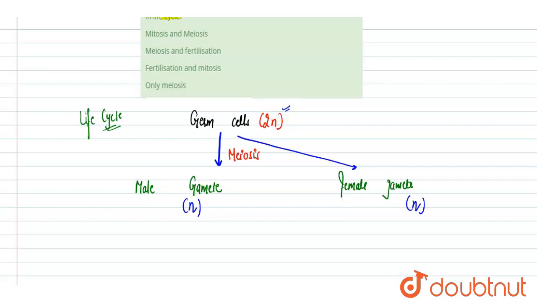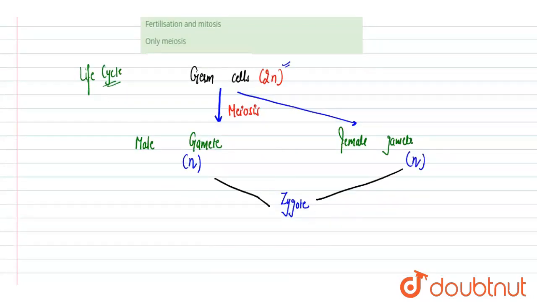Now fertilization takes place and it results in the formation of the zygote. Zygote formation occurs. This process is called fertilization. After fertilization, the ploidy level becomes diploid again, and from the zygote comes the fetus, then the baby, and then the adult, and again the cycle continues. In this way the life cycle continues, and here two processes are involved, that is meiosis.